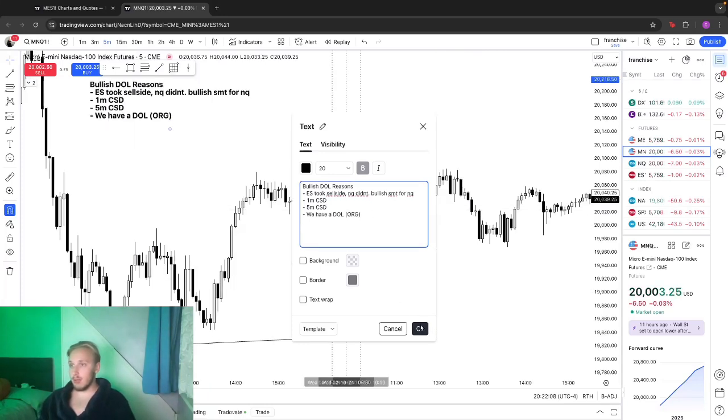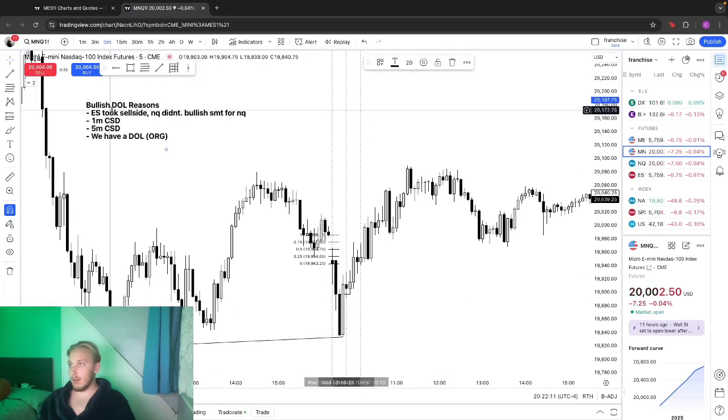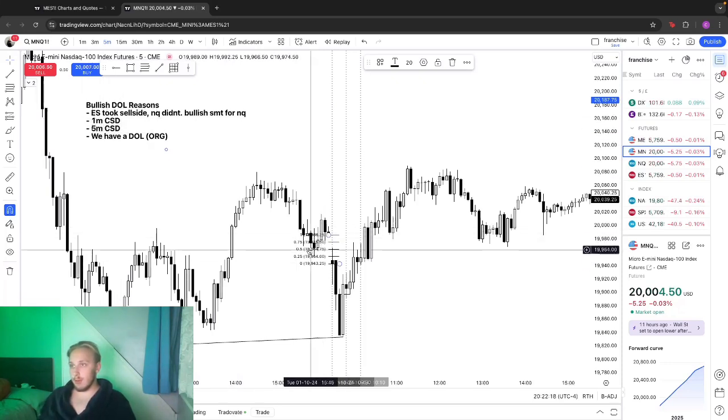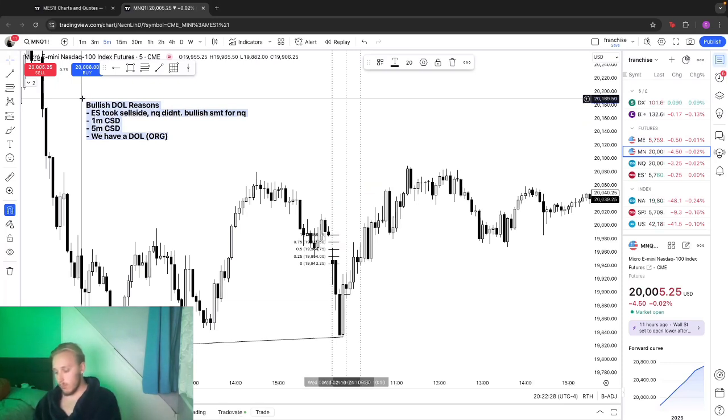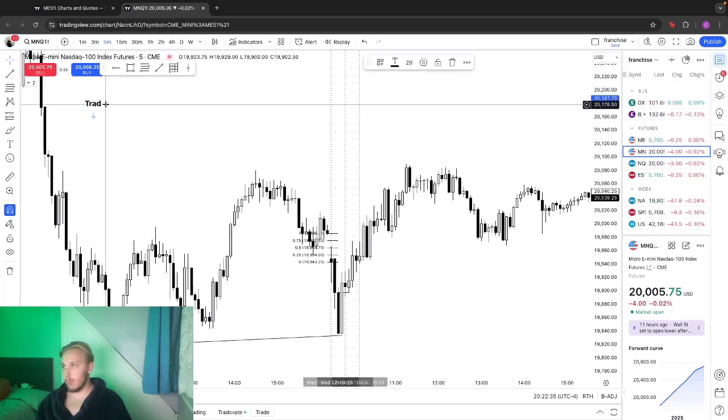So yeah, bullish reasons. ES took sell side, NQ didn't, bullish SMT. We get a 1-minute CSD, 5-minute CSD. We've got a target. Now if we just write down our confidences right here. Why has it got down? Right, trade tick list.